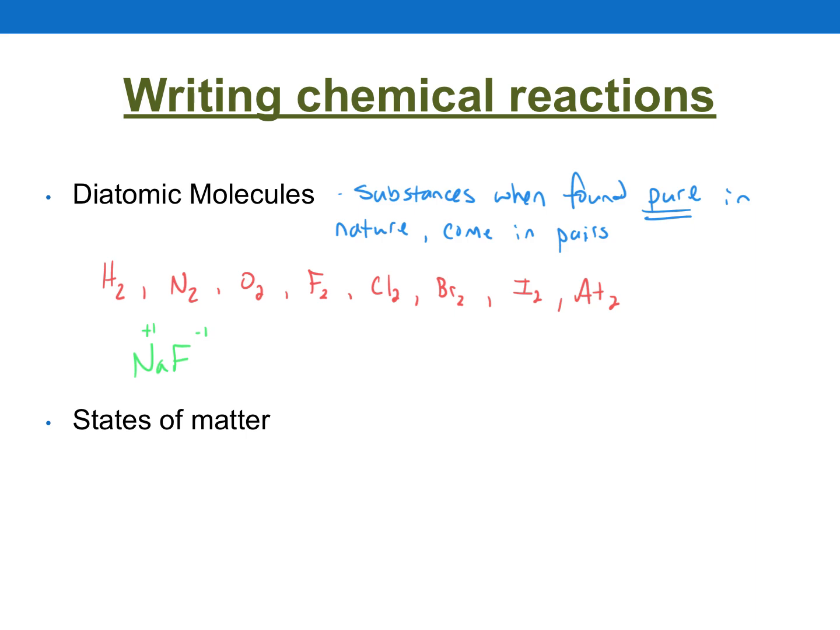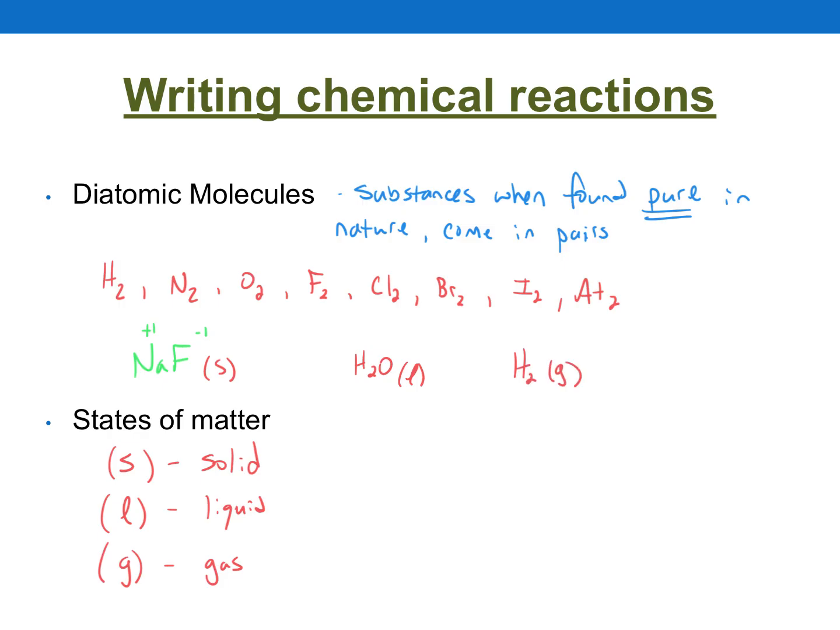Now let's talk about states of matter next. States of matter, as you know, are solid, liquid, and gas, and these are the three common states of matter. And when you're writing out chemical formulas and chemical reactions, you need to include the states of matter if we list it. So for example, if we say solid sodium fluoride, well then you'll have a little S behind it for solid. Or if I say liquid water, you would say H2O with an L for liquid. Or if I say maybe hydrogen gas, you'd say H2 with a G for gas.